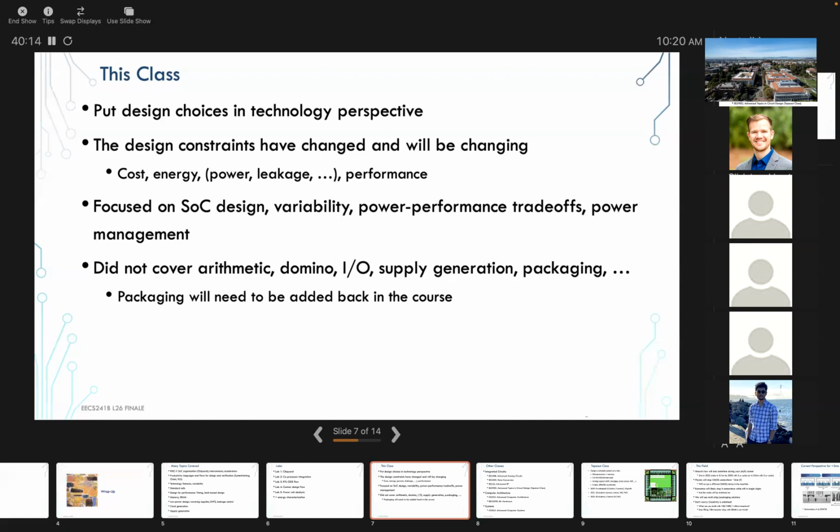IO, we should figure out how to put some more of IO back into the lectures, although it is already planned. If you can find a faculty, if you can hire a faculty, it would be great to teach IO. I think Vladimir is volunteering to teach an IO class, but he does have to deal with 16B and a few other things as well. Supply generation, we have a power electronics course, so we spent a little bit on that, but there is much more. Packaging is really important. We spent more time on that. We'll need to somehow add it to the course.